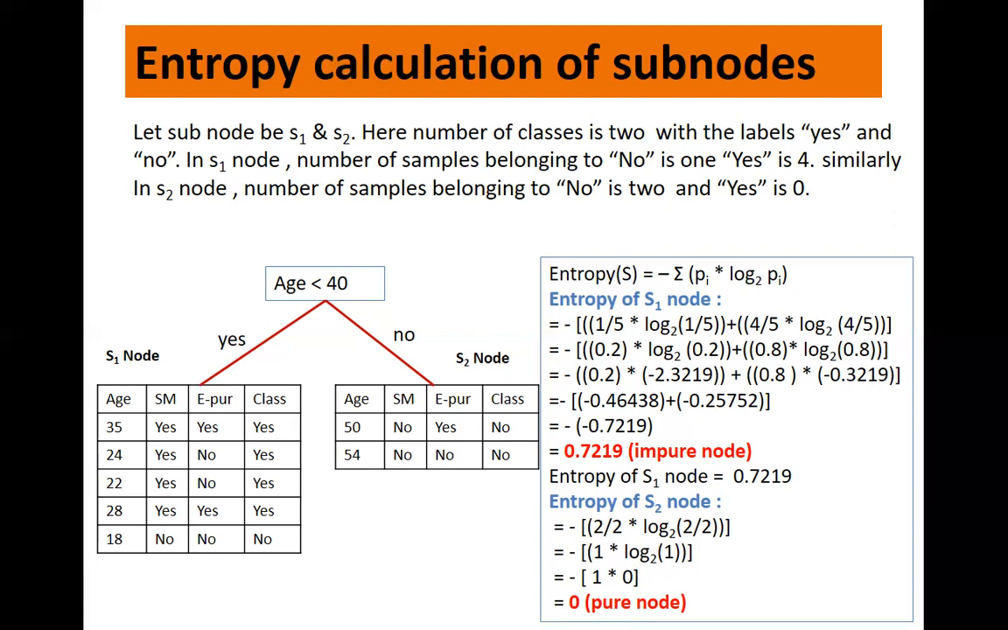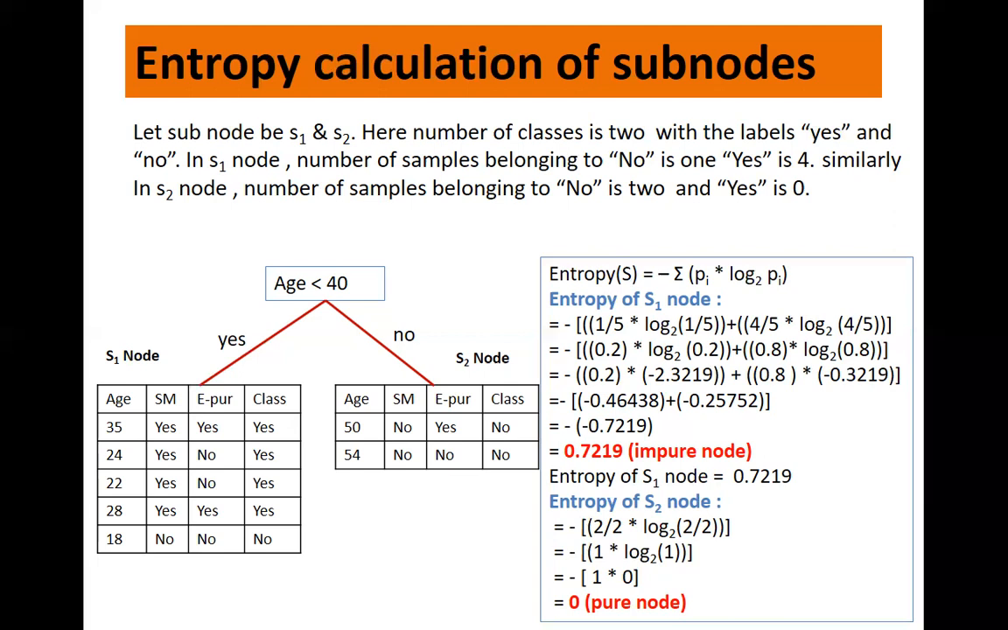I hope the calculation of entropy is clear. So when the entropy is nearer to 1, we say it's an impure node, and when the entropy is 0, we say it's a pure node.